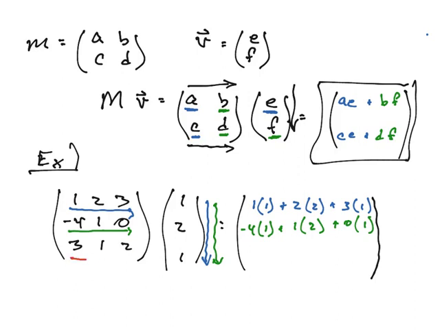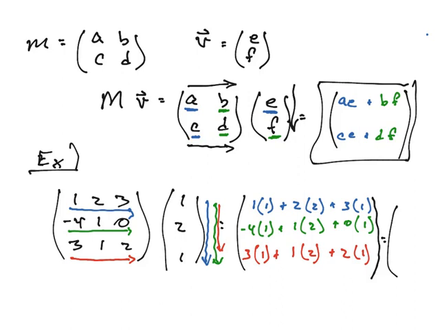I now move on to the last row of my matrix. And I'm going to go down my vector again. So the first element is a 3, so it's 3 times the first element of my vector, which is a 1, plus 1 times 2, plus 2 times 1.